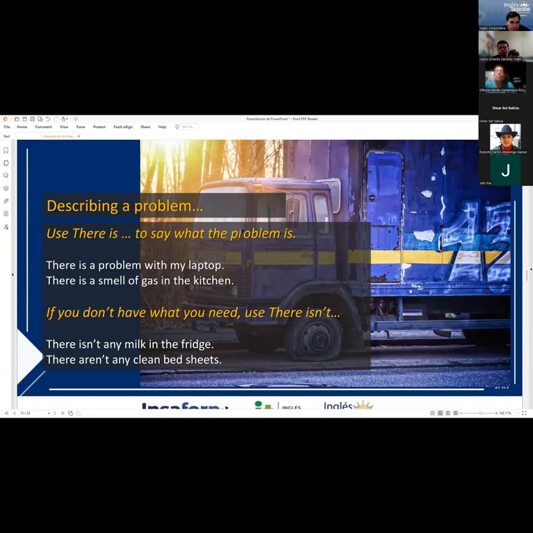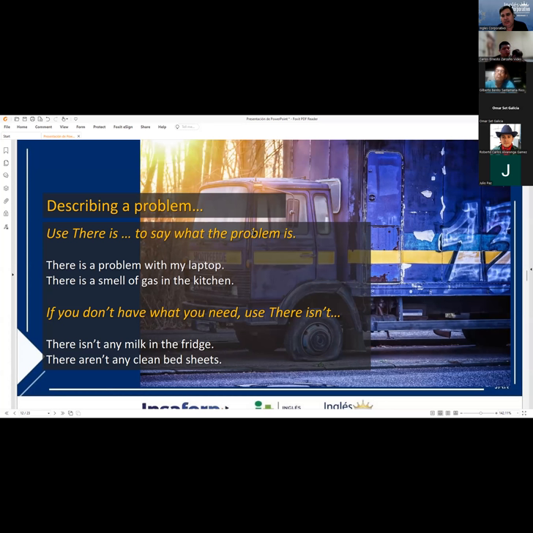How do you describe problems? We use "there is" to say that a problem exists. So we say, there is a problem with my laptop. There is a problem with my car. There is a problem with, and then you explain, right? There is a problem with my laptop. It won't start.